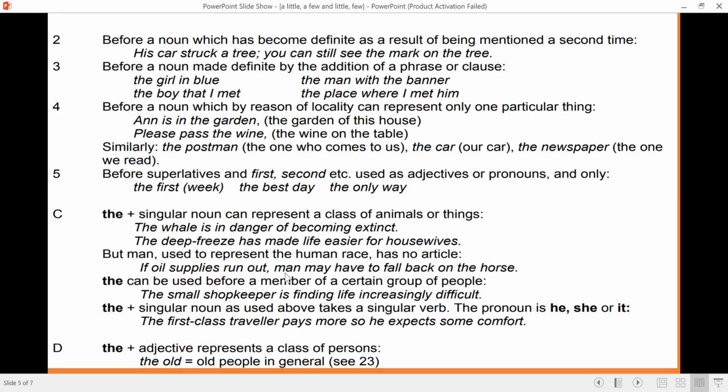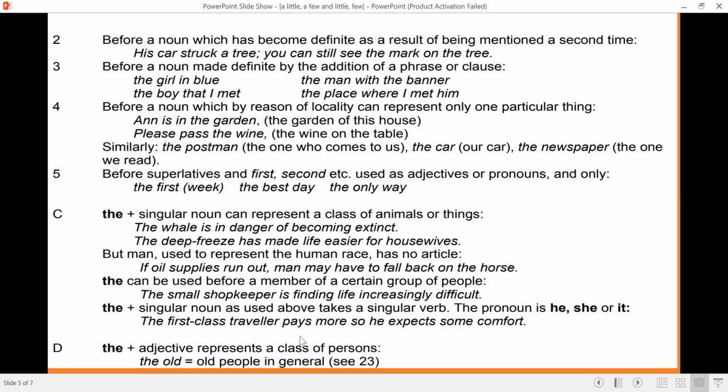All right. Before man, you will not use the in this structure. The can be used before a member of a certain group of people, like the small shopkeeper. And the plus singular noun used about takes a singular verb. The pronoun is he, she, or it. For example, if you use the plus singular noun, as you use it in the case number C, it can be used in this way as well.